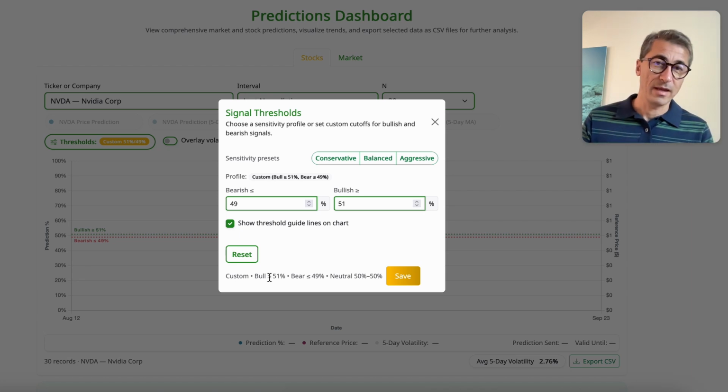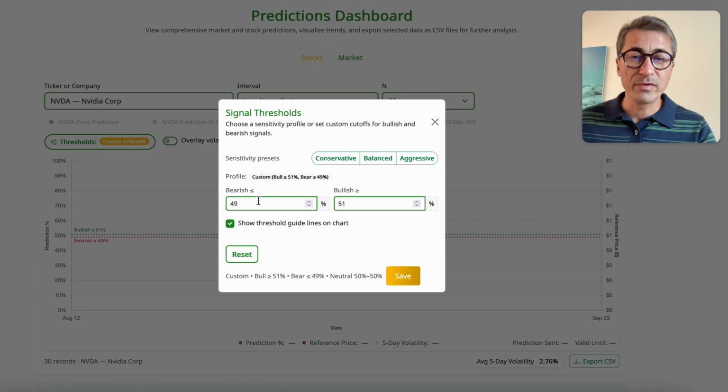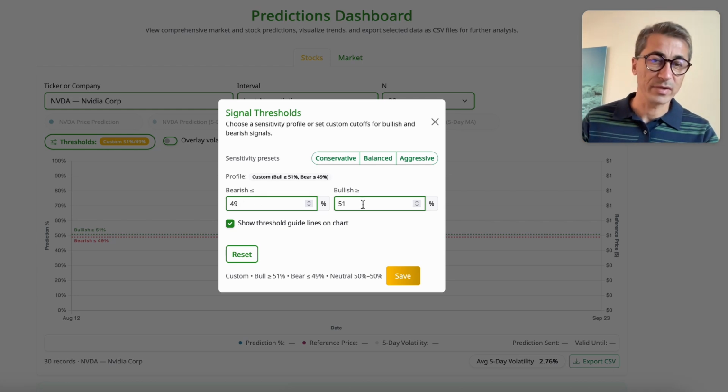But you can also say that my bullish threshold is going to be 75% and my bearish threshold is going to be 40%. The bearish one is 10% below the 50% midpoint, but maybe the bullish signal threshold is going to be 25% higher than 50%. You can set them however you want here. The bearish one is 49 right now. For the bullish one, it is 51.